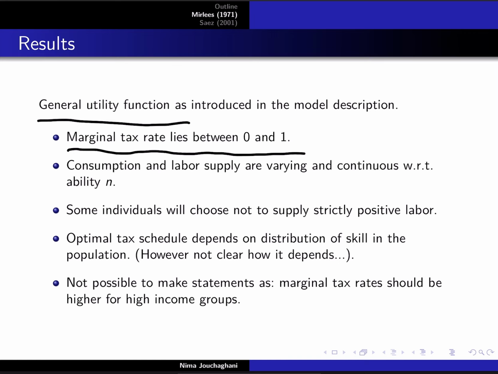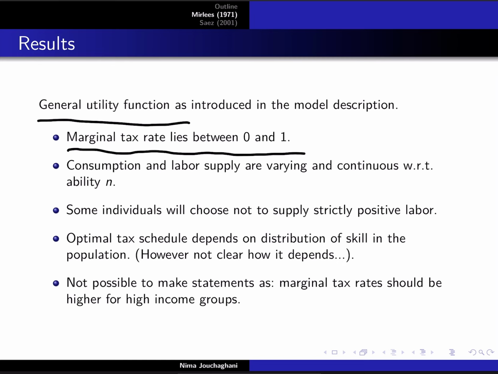Then, I mean, this is obvious, but nevertheless, the optimal tax schedule strongly depends on the distribution of skill in the population. So what you will basically have is a very complicated set of first order conditions. They are integral conditions or differential equations. And what you can see is that somehow the optimal tax schedule depends on the distribution of skill in the population, but it is not clear at all how it depends on it.